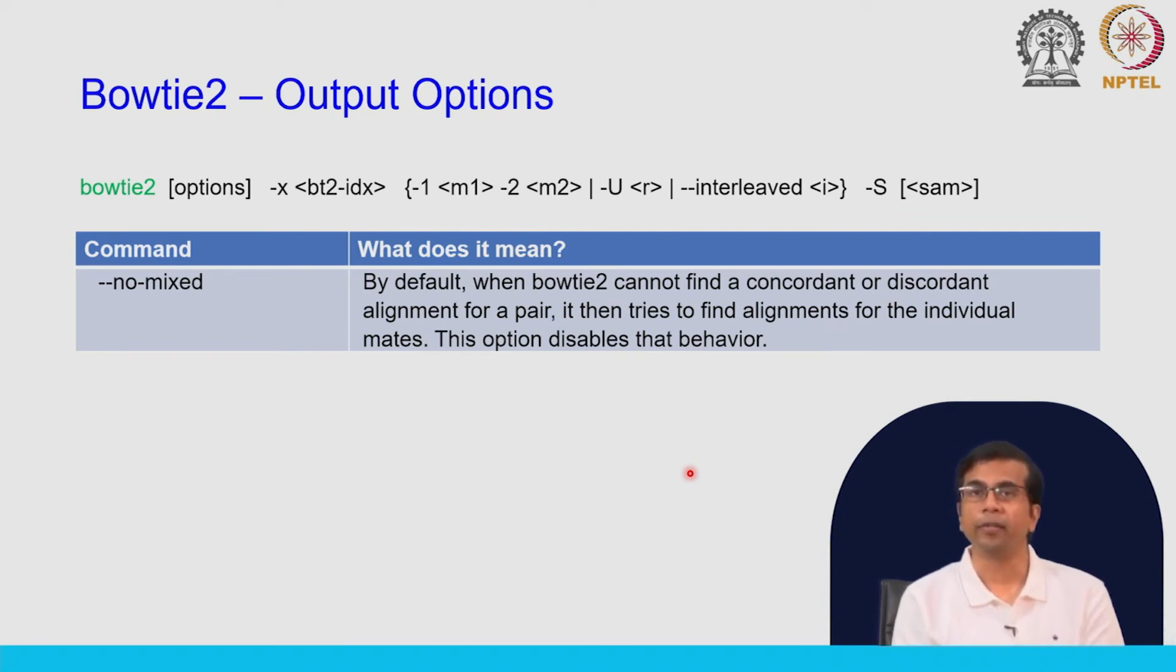If you mention minus no mixed, it will not try to find these individual mappings. In some cases it might not be useful to have individual mapping, because you want to get the full paired end mapping, since you have repeat sequences or structural variants that you want to resolve.